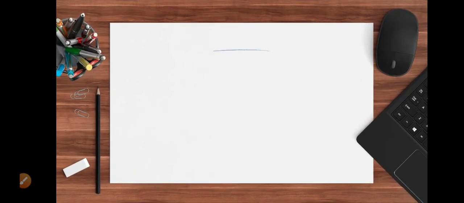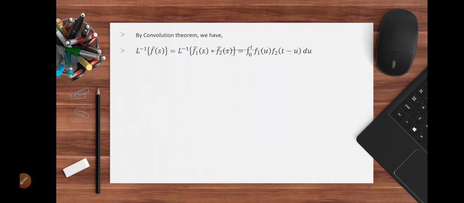Now the last step, to apply the convolution theorem. So you have to write its statement. By convolution theorem, L inverse of f bar of s is equal to L inverse of f1 bar of s into f2 bar of s, which is integration from 0 to t of f1 of u into f2 of t minus u du. So now you have to substitute the result for f1 of u directly and write f2 of t minus u using the f2 of u function, only the change of variable.